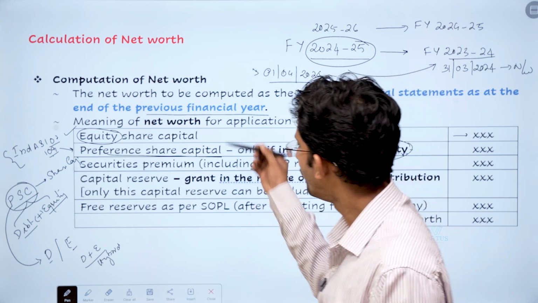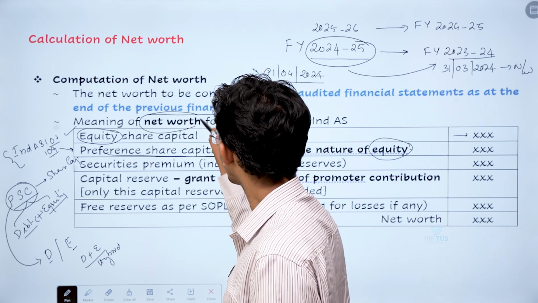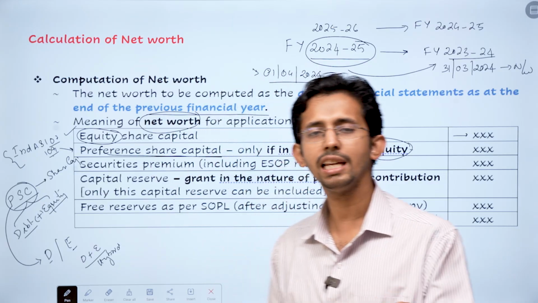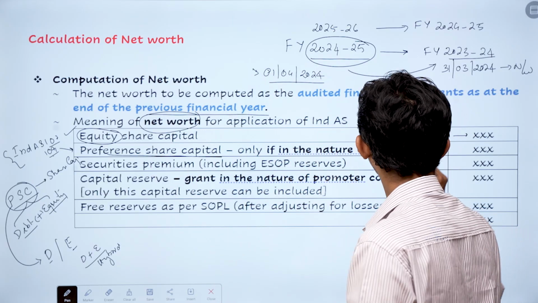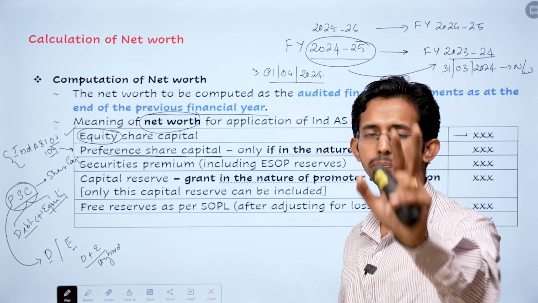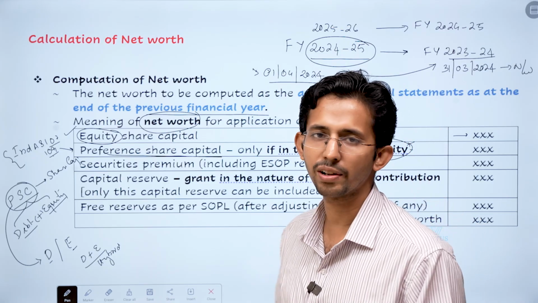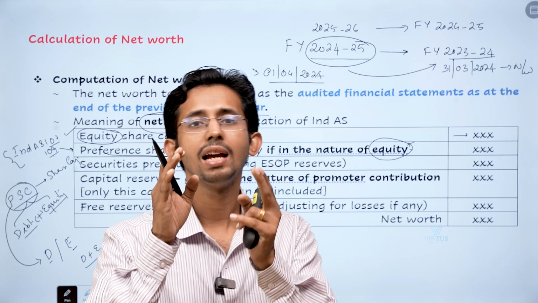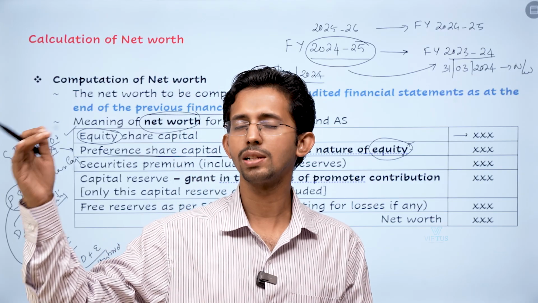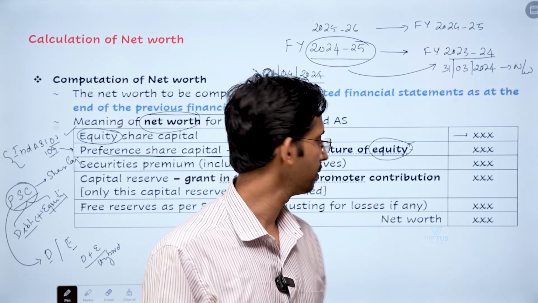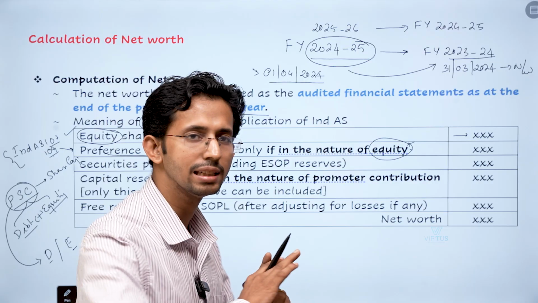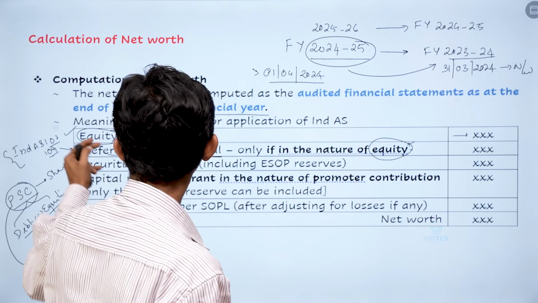Now, when you compute the net worth, you have to consider preference share capital only if it is in the nature of equity. For the time being, keep that in mind. You will consider preference share capital only if it has the color of an equity as per Ind AS 107 and Ind AS 109. Otherwise, don't consider preference share capital. So that is the second component.